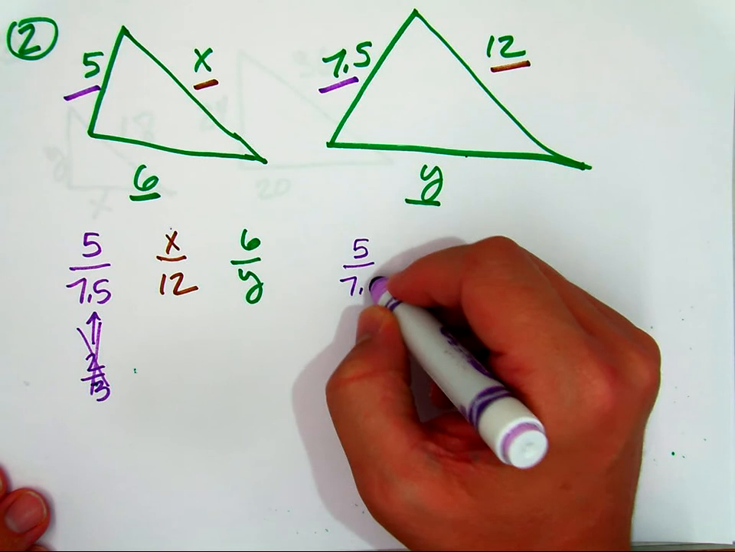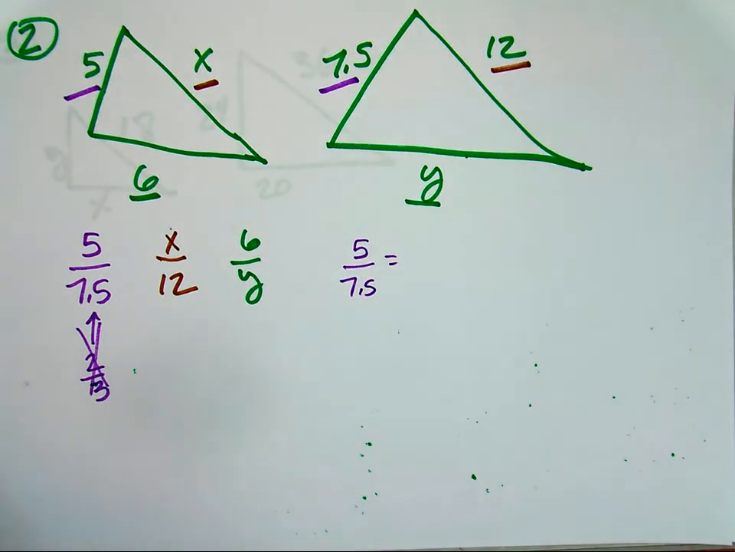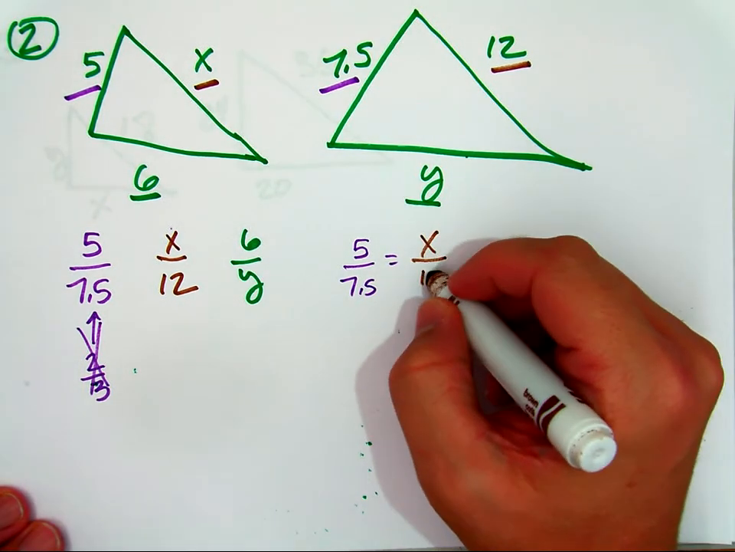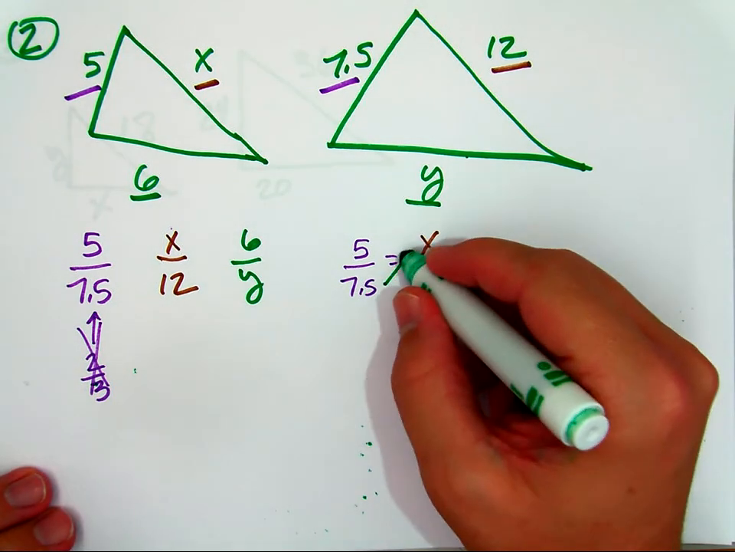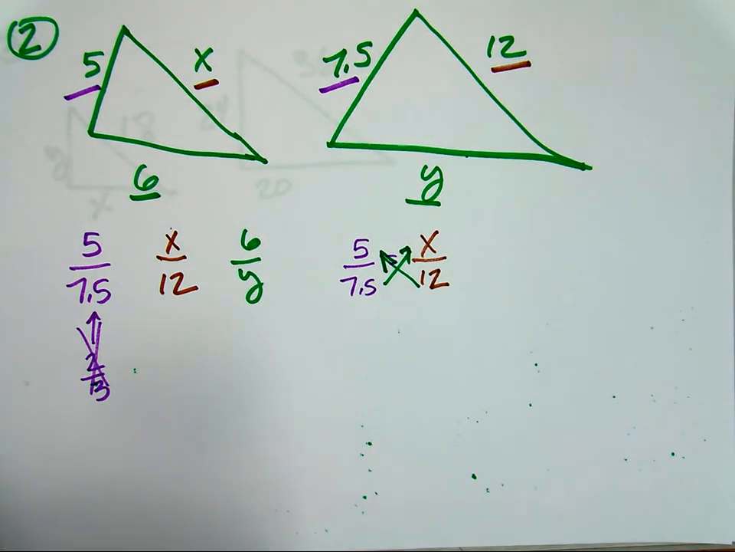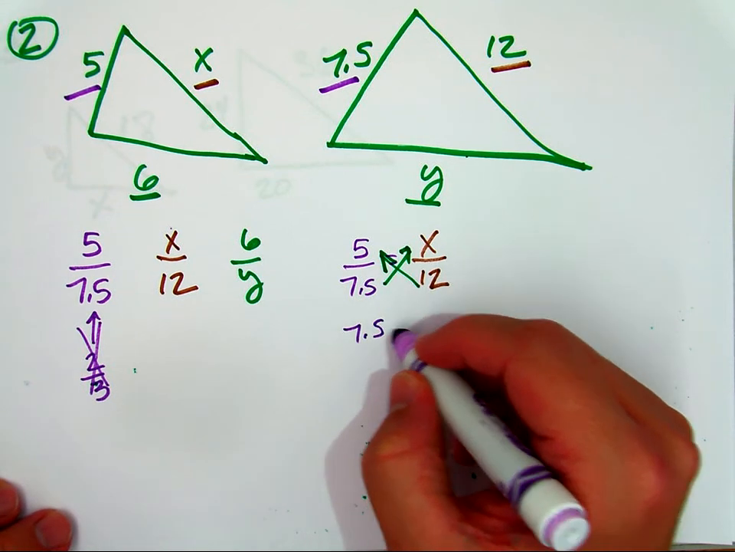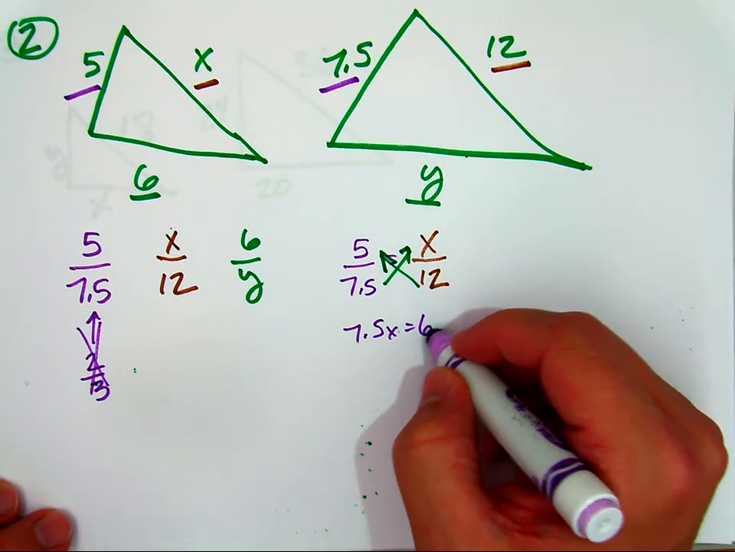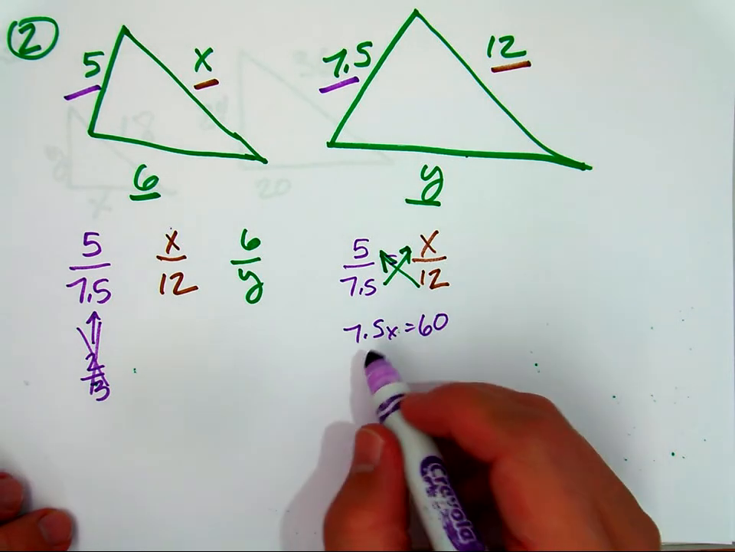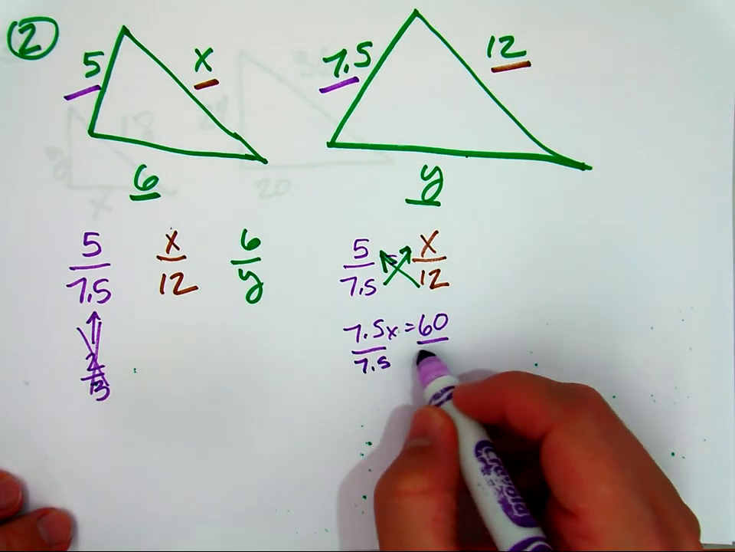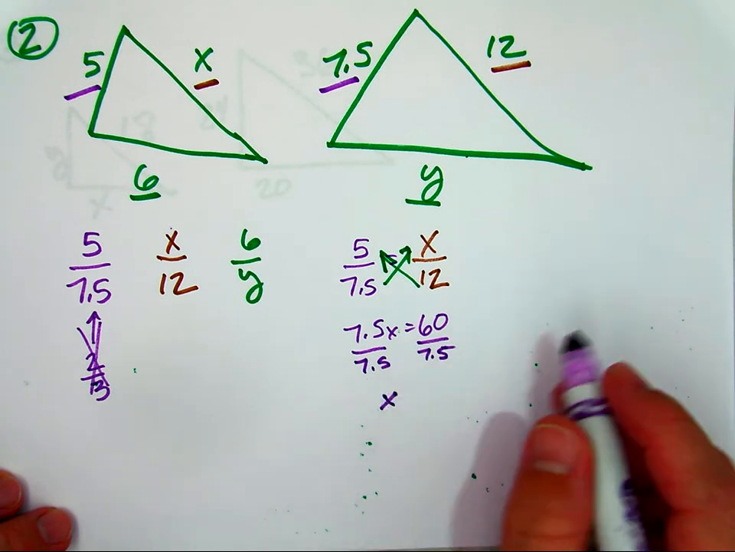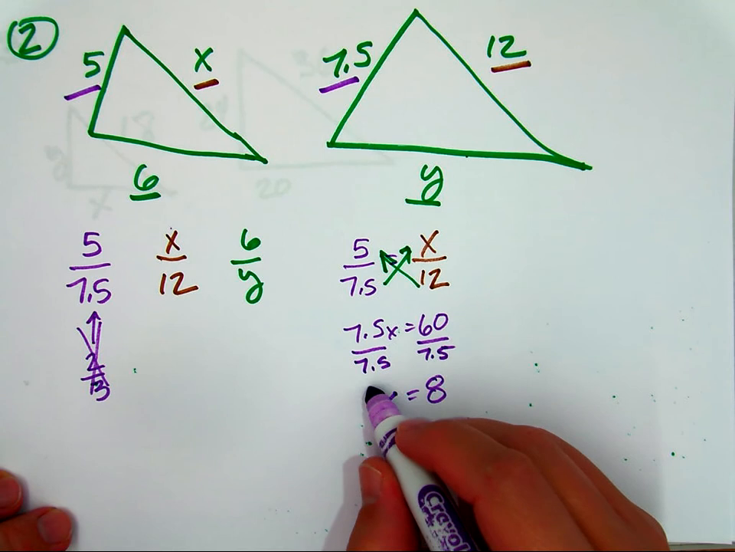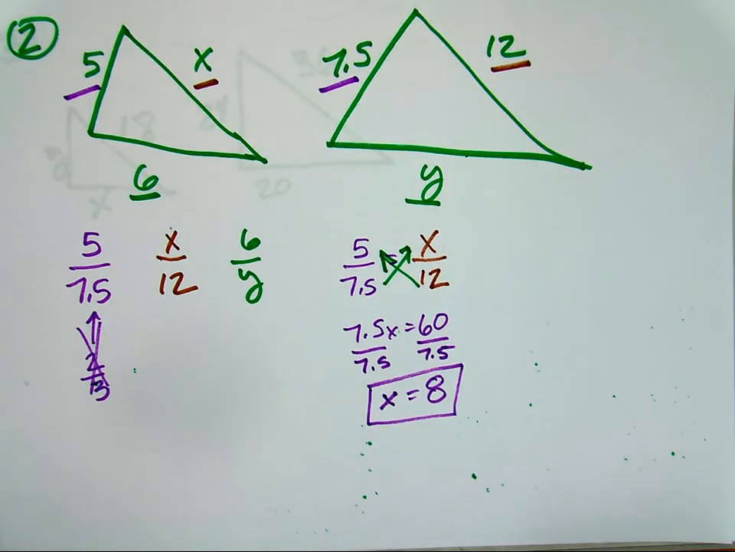So 5 over 7.5 equals x over 12. I'm going to do my cross products now. And I've got 7.5x equals 5 times 12 is 60. Now I have to divide both sides by 7.5. And 60 divided by 7.5 will give me 8. So x is equal to 8.